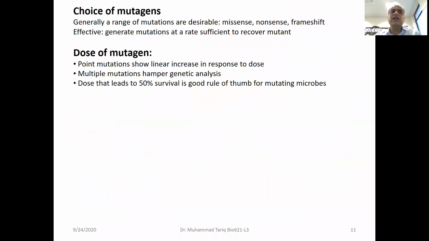So you have to be intelligent about which mutagen you are going to use, and there are certain considerations you have to keep in mind. We'll talk about this in detail in a few lectures from now. Then the dose of the mutagen, how much dose you are going to give to the living organism to create mutations. And a rule of thumb is that you give a dose at which 50% of the wild type survive and 50% are dying.